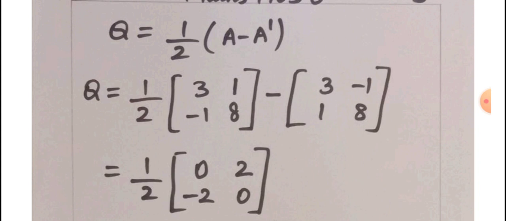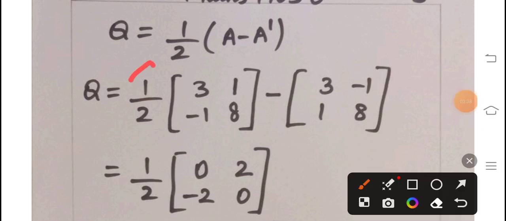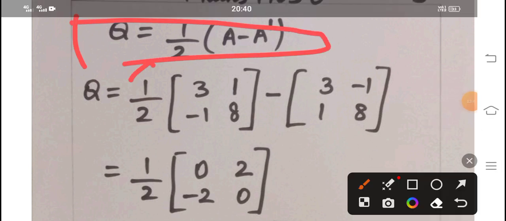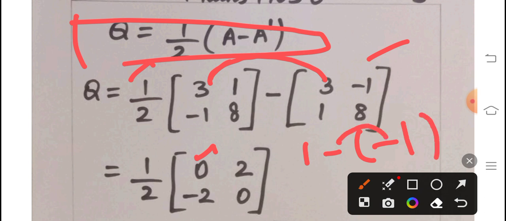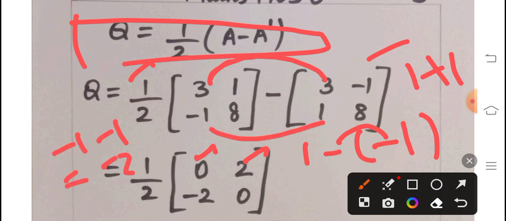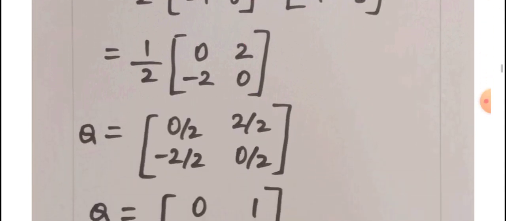Q is half of A minus A transpose. For proving symmetric we added; for skew symmetric we want to subtract. So half I have written. First remember, children, Q is half of A minus A transpose. A and A transpose you are going to subtract. 3 minus 3 is 0. 1 minus minus 1: minus into minus is plus, so 1 plus 1 is 2. Then minus 1 minus 1 becomes minus 2. 8 minus 8 is 0. Then you divide this with that half.